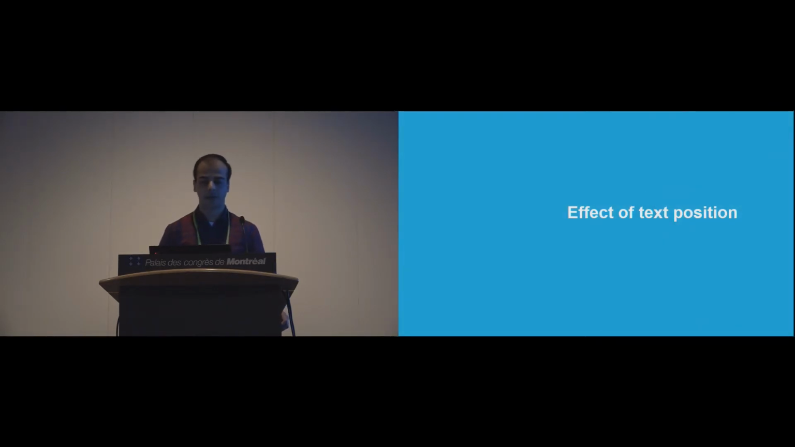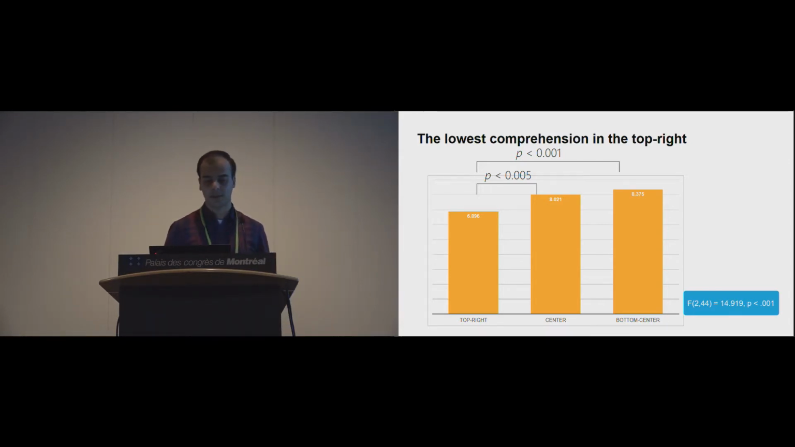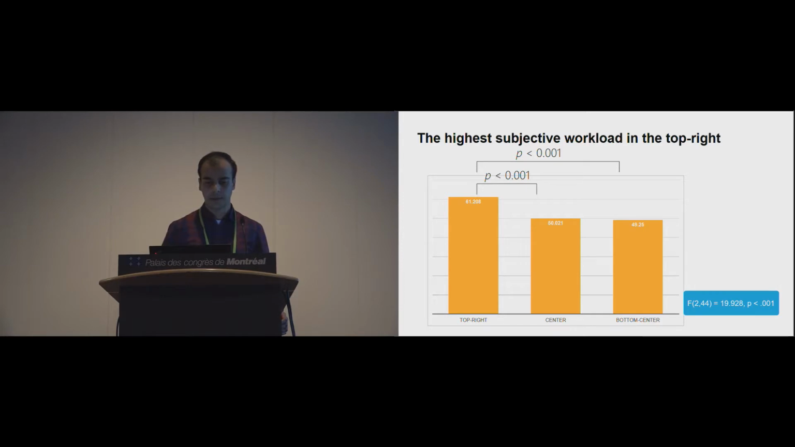Now I'm coming to the results, and I separate them into three parts. First, it's the effect of the text position. We found that the lowest comprehension was in the top right position, and was significantly different from the center and bottom center positions. Similarly, there was a significant difference in perceived workload. In the top right position it was much higher than in the center and bottom center.